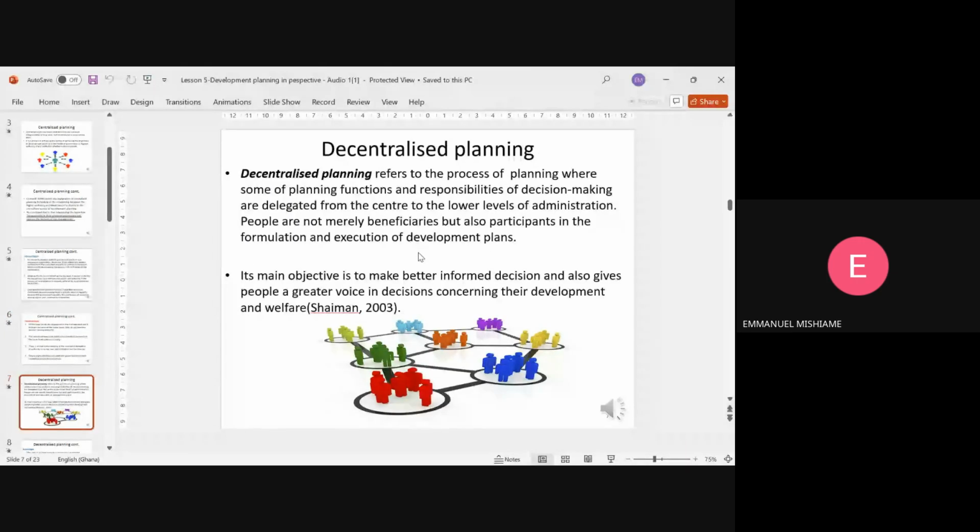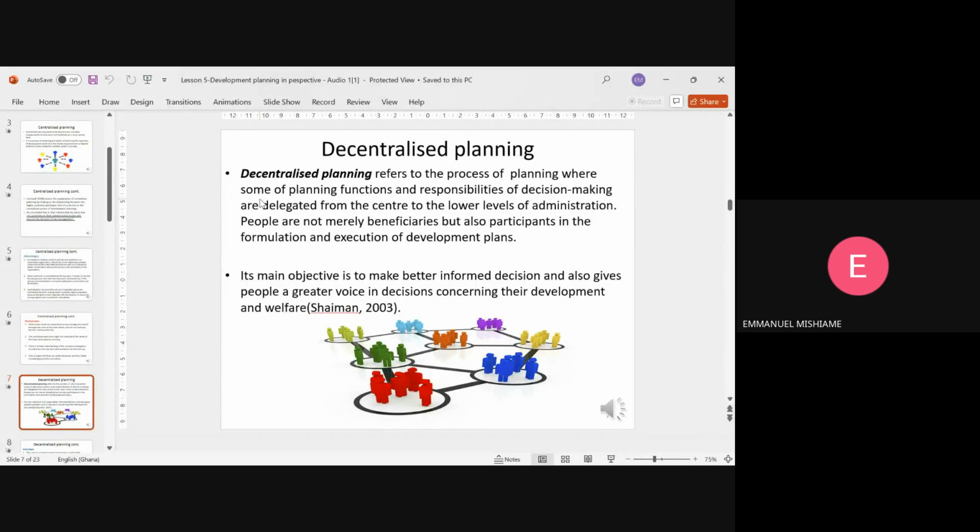Let's move on to the other side. So we have centralized on one side, we have decentralized on the other side. Now, you should know that this will be basically the opposite of a centralized administration, referring to the process of planning where some, you should understand this word here, some, means that not everything, some of the planning functions and responsibilities of decision making are delegated. Okay, that's the whole idea.